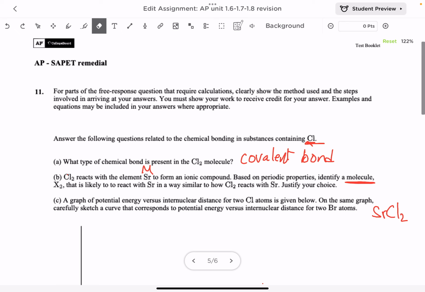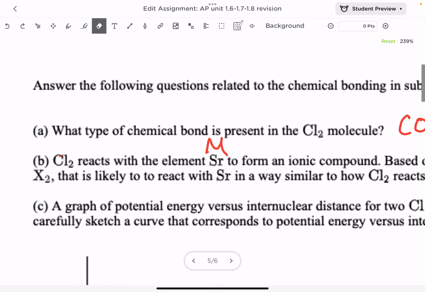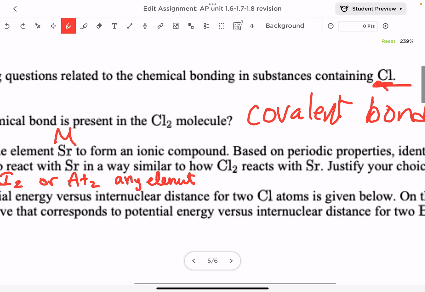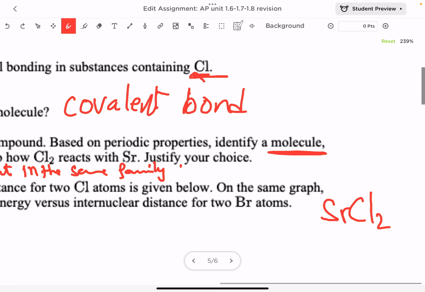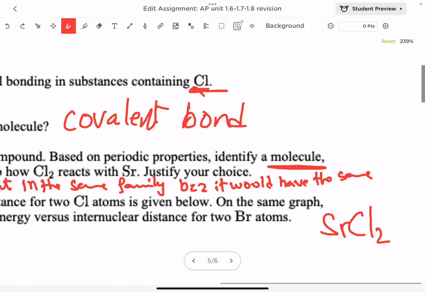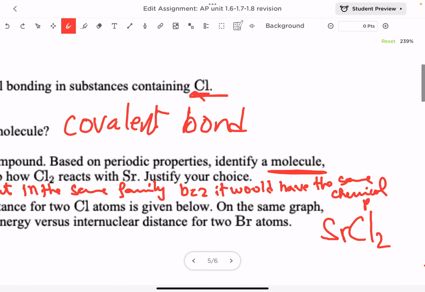I'm gonna write the answer over here to provide more space. So F2, Br2, I2, or At2. Any element in the same family, because it would have the same or similar chemical properties.